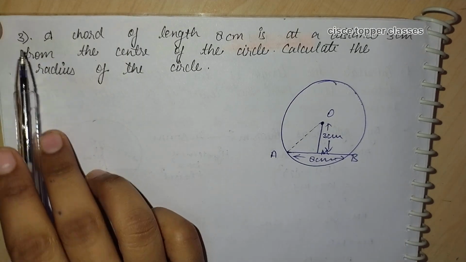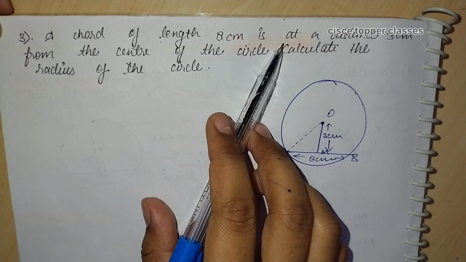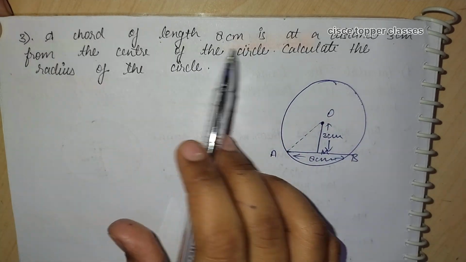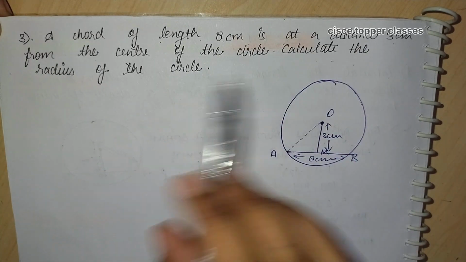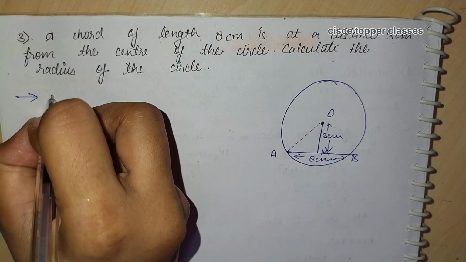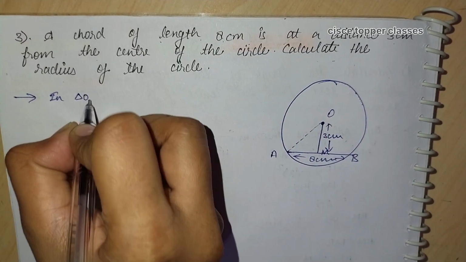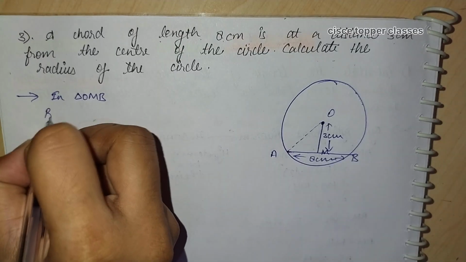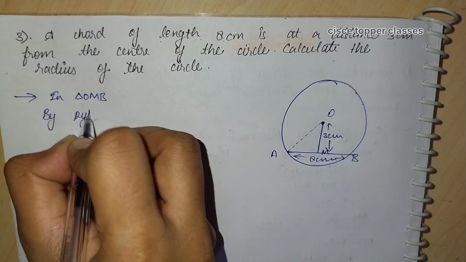Now let us solve the third question. A chord of length 8 centimeter is at a distance of 3 centimeter from the center of the circle. Calculate the radius of the circle. To calculate the radius of the circle, we will take triangle OMB and apply Pythagoras theorem.